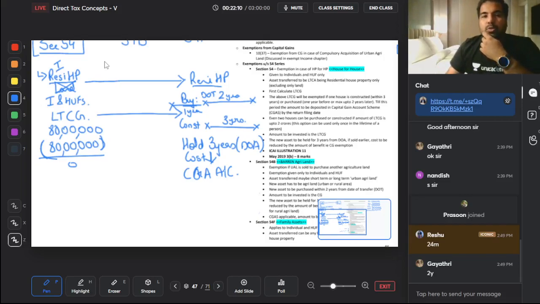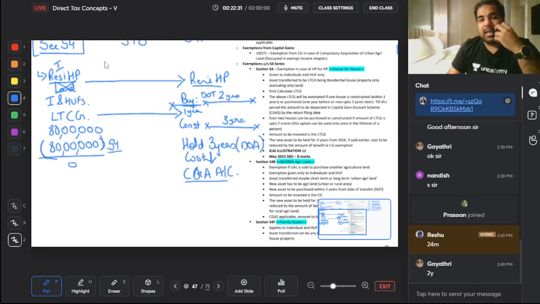Perfect. So this is what it is. The new house property has to be bought or constructed, held for 3 years, otherwise the cost will be reduced. Capital gain accounts you have to invest, but when do you have to put the money in the capital gain account? By the return filing due date. Whenever you file your return, by then you have to put the money in that account. And that's about it. So you will get an exemption. Exemption will be under section 54.